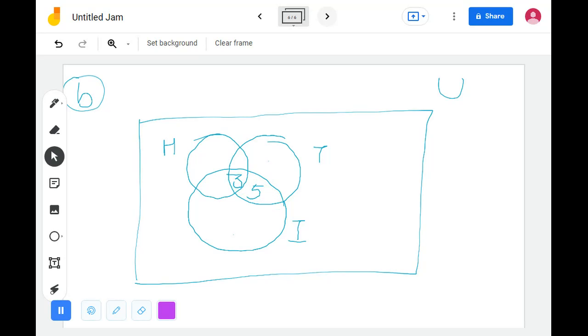Now next is the number of H intersection T. Now H intersection T we have 11. So this is H intersection of T. So 11 minus 3, what we get, that is 8. Okay, and next is H intersection of I. What we have, H intersection of I, we have this.